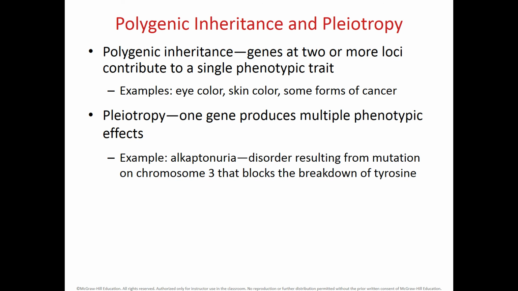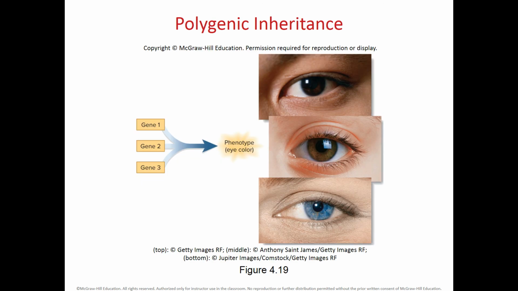And then we have something that's called pleiotropy, in which one gene itself can produce multiple phenotypic effects. So it's kind of at some point the opposite of polygenic inheritance. In this case, you can have many phenotypic traits affected by a single gene. An example of this will be alkaptonuria, in which you only have the mutation on one gene of chromosome 3, and this blocks the breakdown of tyrosine, and you end up with different effects in the body, as we will see next.